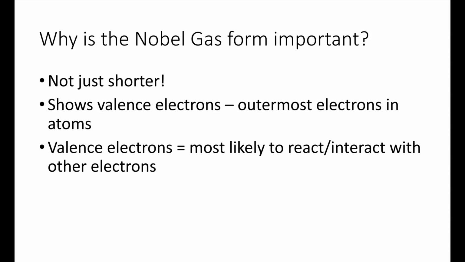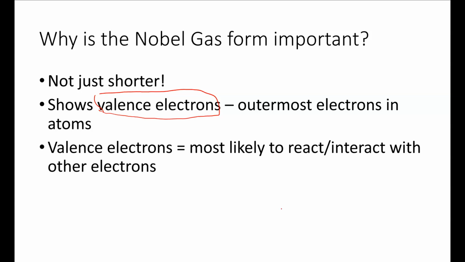Before we can look at patterns in the periodic table, we need to look a little bit at the noble gas form. The noble gas form isn't just a shorter form of the electron configuration. It shows the valence electrons. Valence electrons are the outermost electrons in an atom. They're the most likely to react or interact with other electrons.